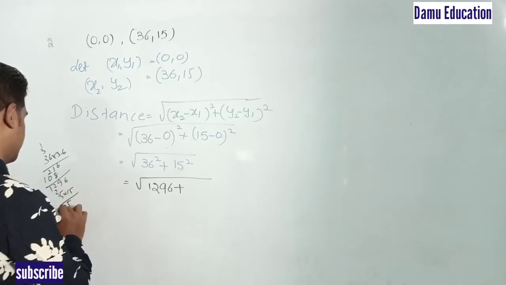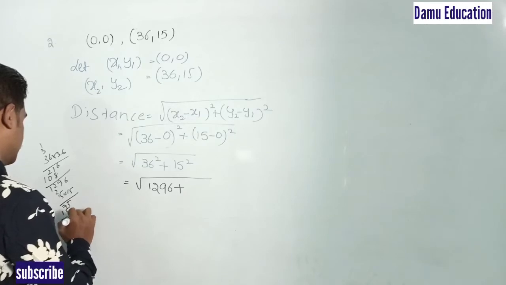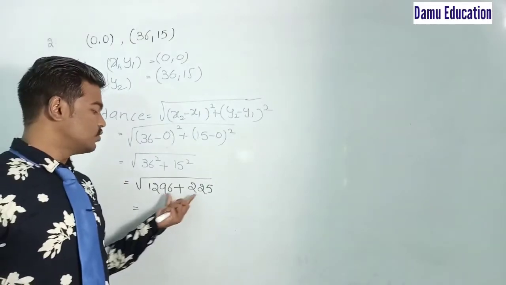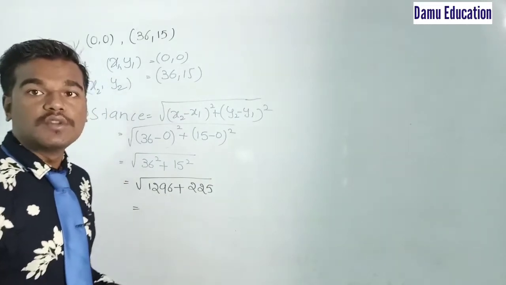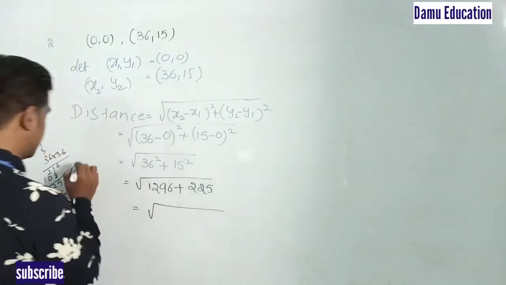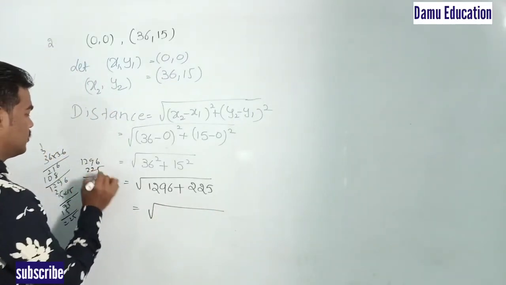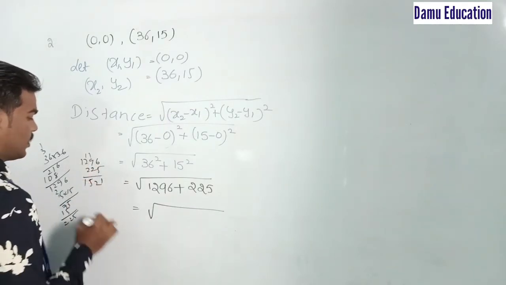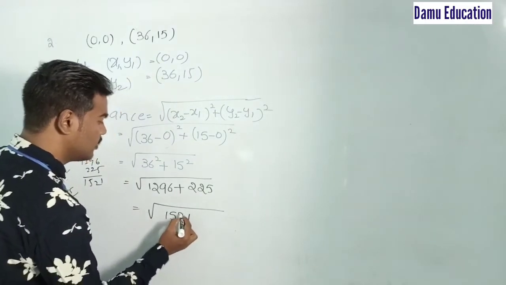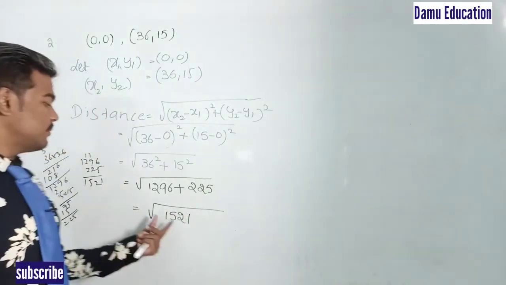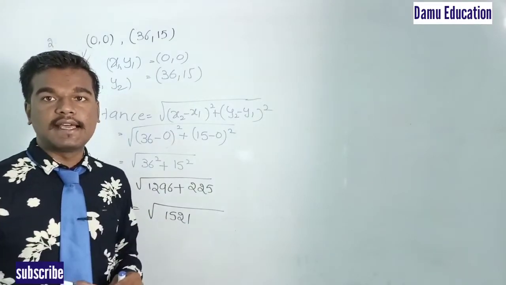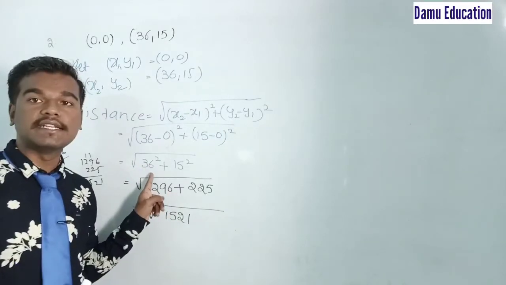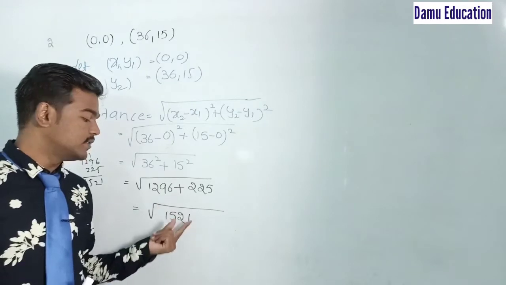So as usual, we will get 225. Let's take this as 1296 plus 225. So what is that? Square root of this sum, 1296 plus 225, is 1521. Approximately, 1521 we will get. So how do we check? Already we got 1296 as a perfect square of 36. So 1521 is above 1296.